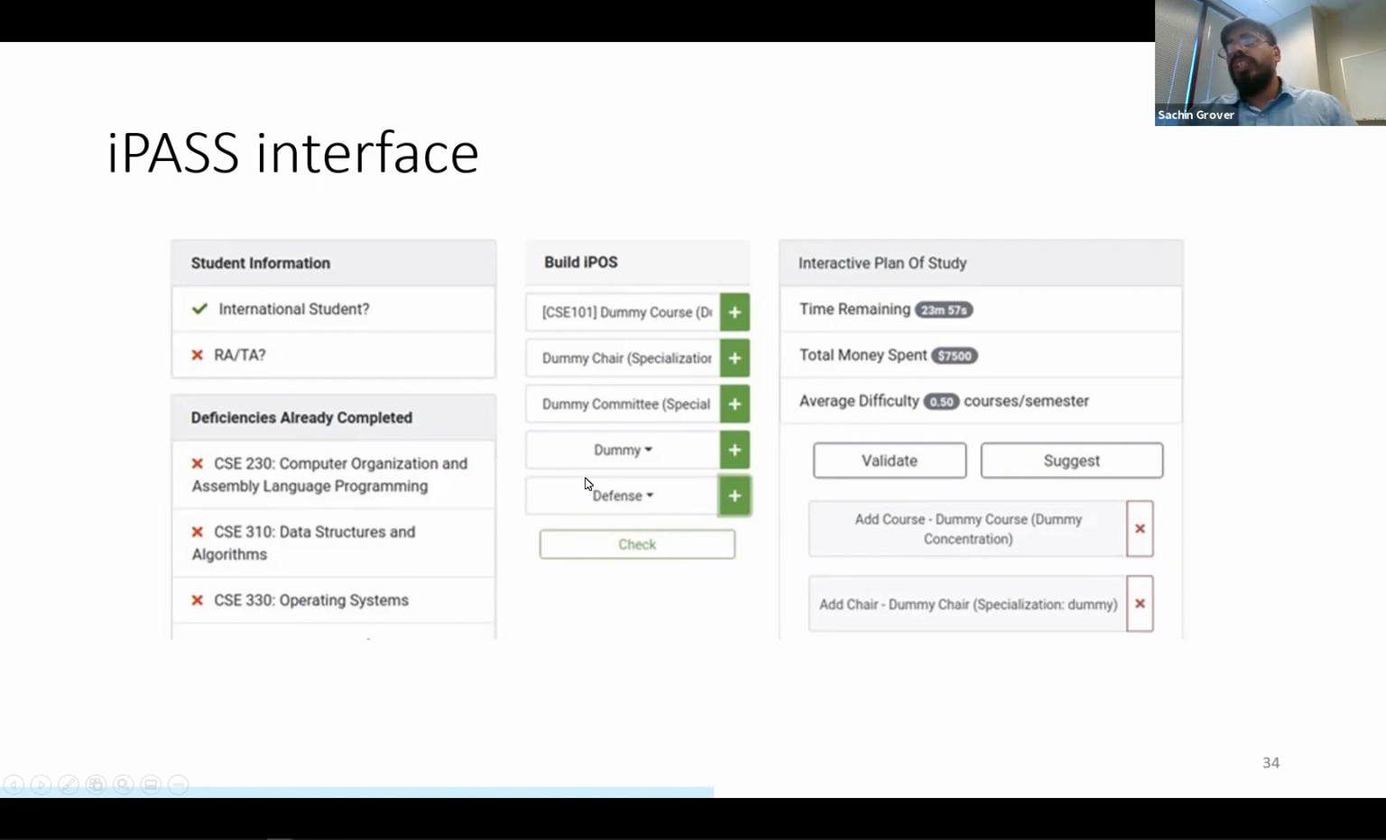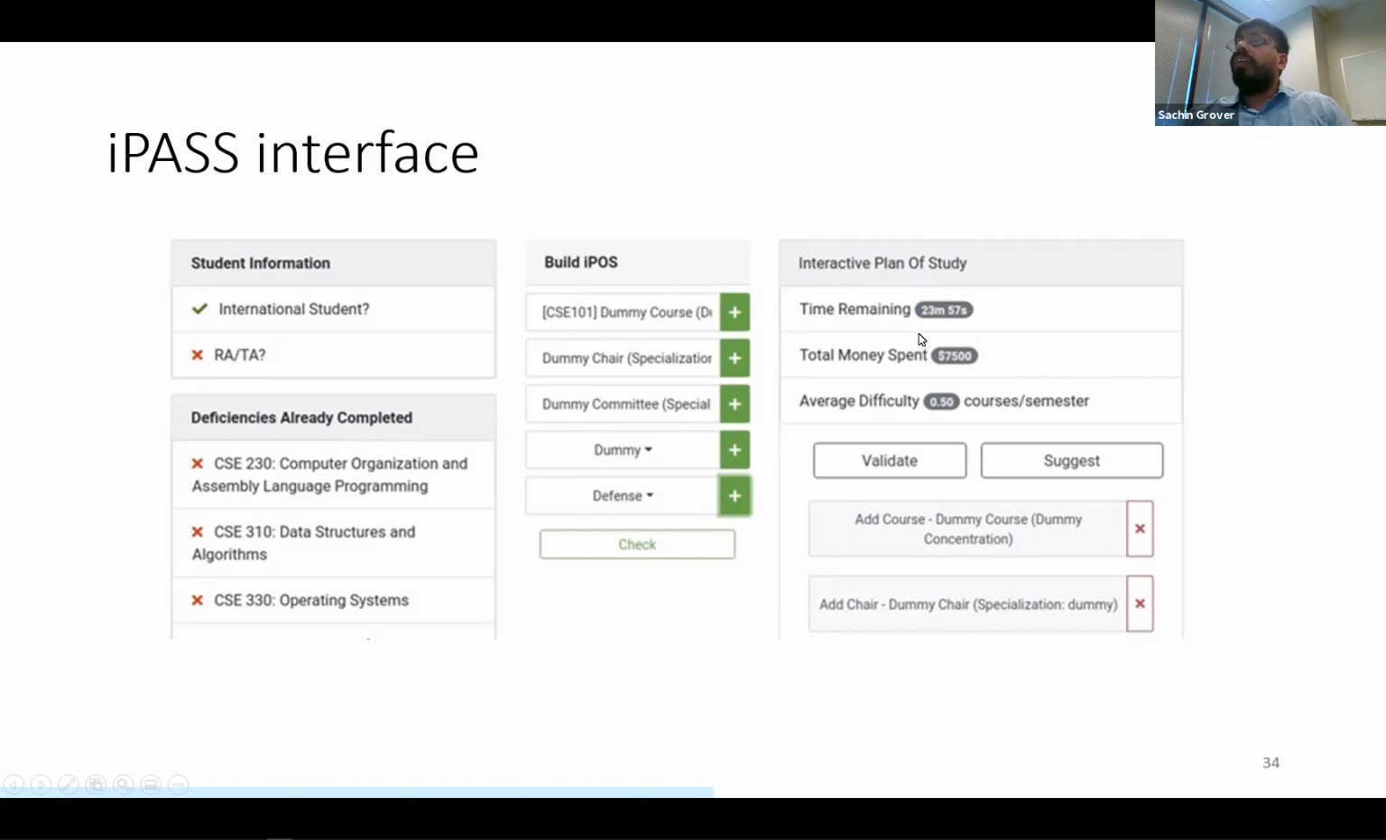The middle panel were the actions that a human user can take on the interface. These combined to form the robot's model. So these actions were choose the course, choose the specialization, choose the committee, choose the defense courses, and schedule the defense courses and so on. This also had this check button. I'll talk about these buttons a little later after this.